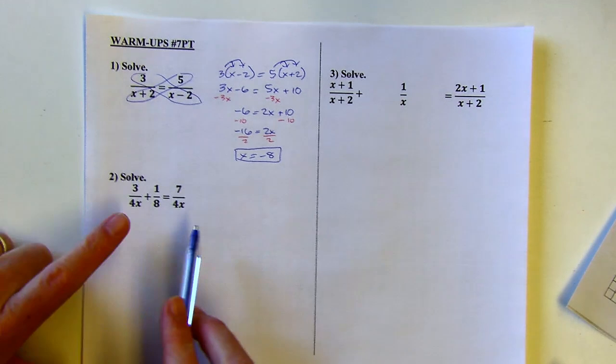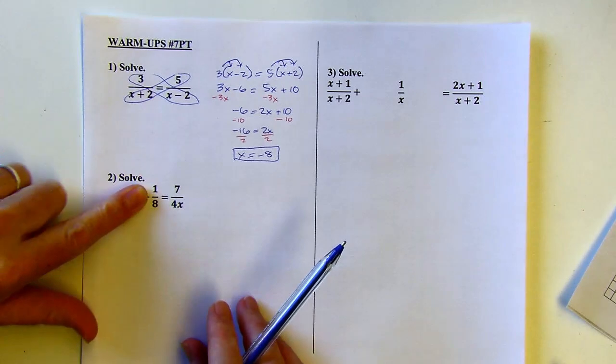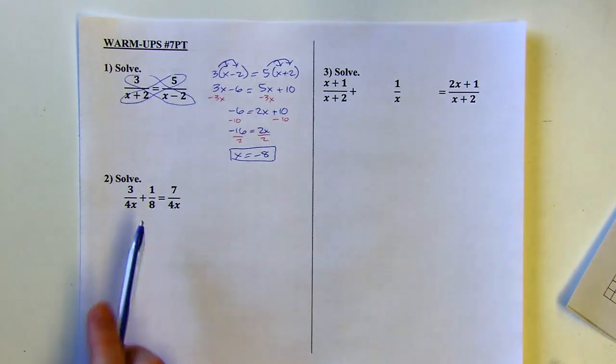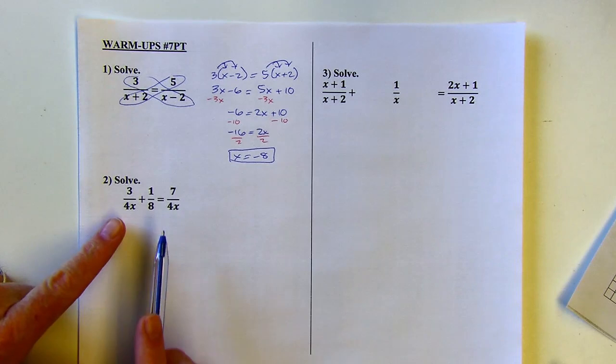Okay. Now this is a little different. I can't cross multiply because I've got more than 2 fractions. I don't just have 2 fractions equal to each other, right? There's a third piece in the picture there. All right. So now I am going to need a common denominator. That's one way to do it. 8x would be a good common denominator.